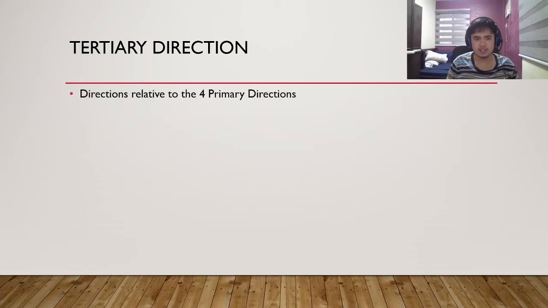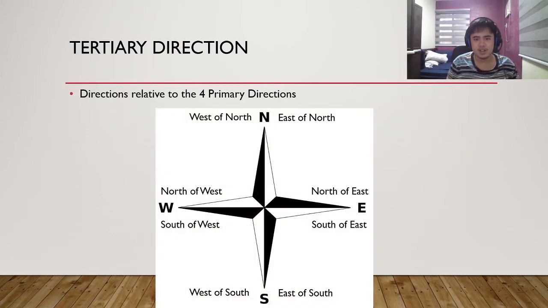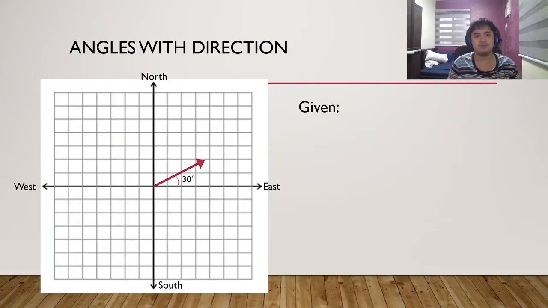Tertiary directions are directions relative to the four primary directions, for example, north of east, east of north, west of north, and so on. Basically, you take a direction, for example, east, and then you go northwards to gain north of east, and then go southwards to have south of east, and so on.